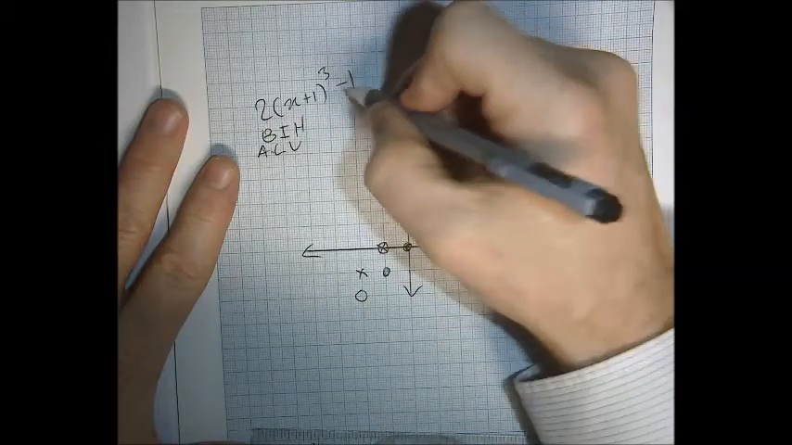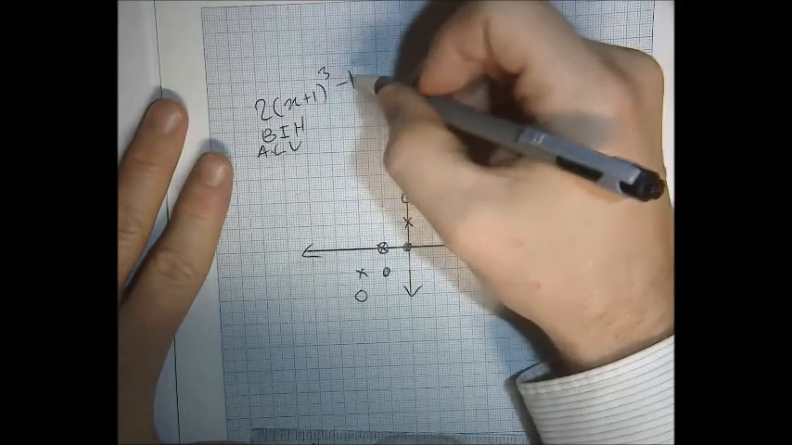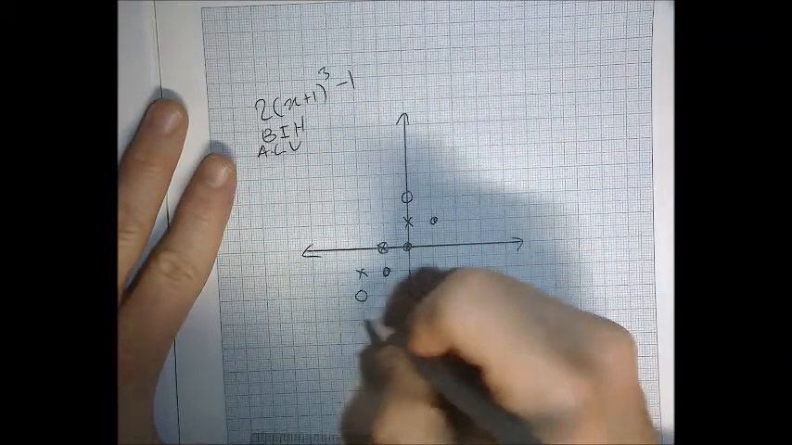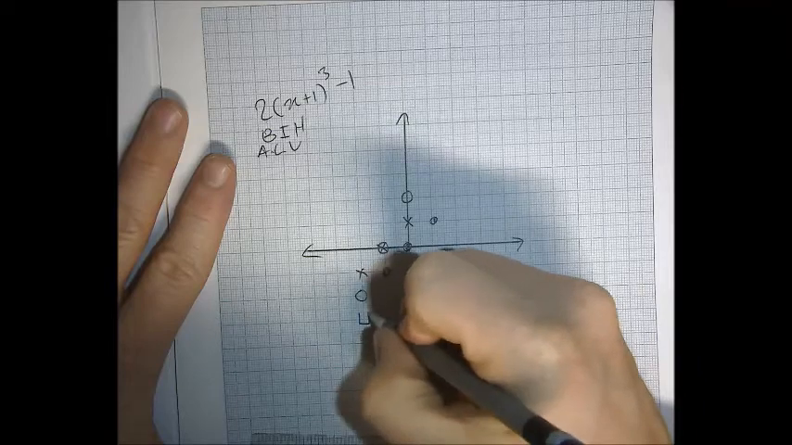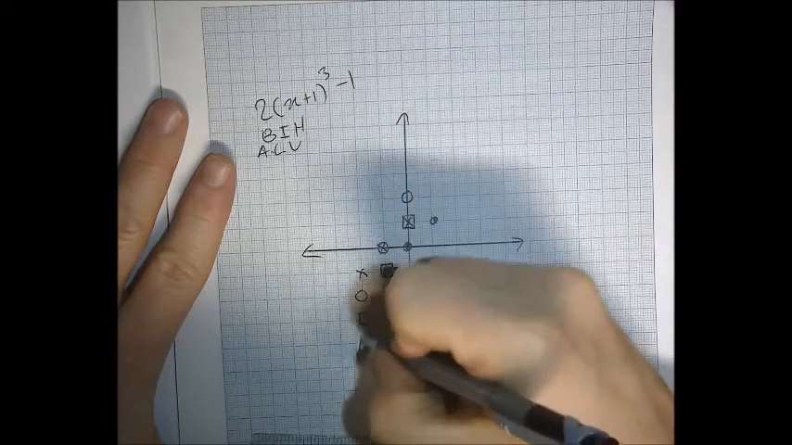And then finally, when I subtract the 1, that's movement towards negatives, and because it's after the cubing, it's a vertical movement towards negatives. So these black circles now become these black squares. And that's now ready to connect.